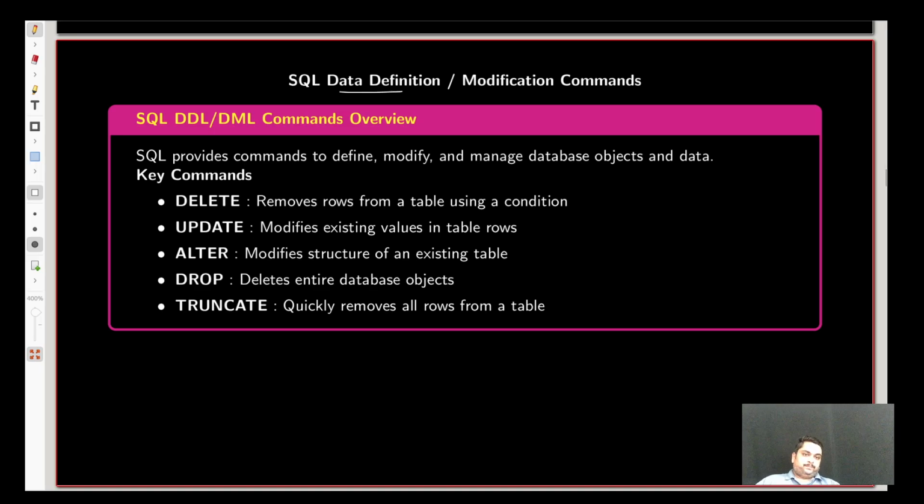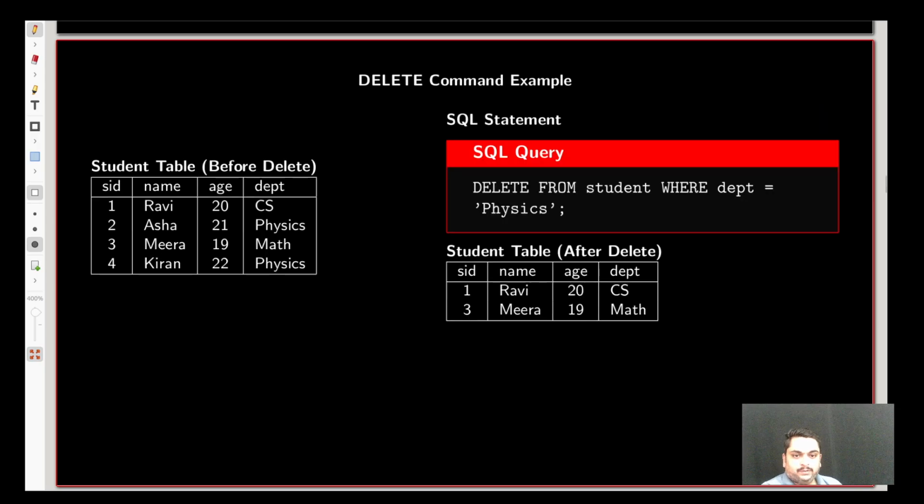Now we'll see definition and modification commands. There are different commands to modify your data in the tables. First one is delete, then you can update your table. Delete means deleting the data from the table. Update means updating the values in the table. Alter means updating the structure of the table. Drop means delete the table. Truncate means only delete the data, keep the structure as it is, keep the table as it is, empty. Now we'll see one by one.